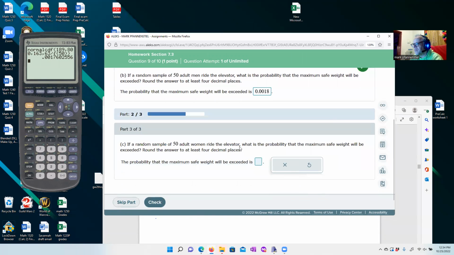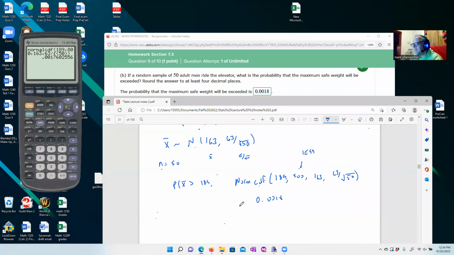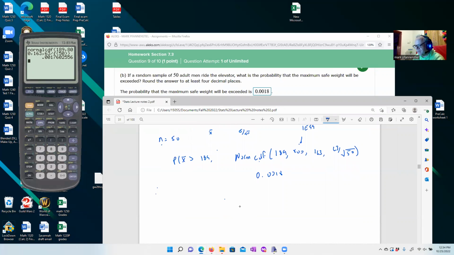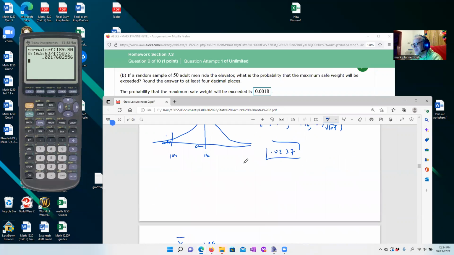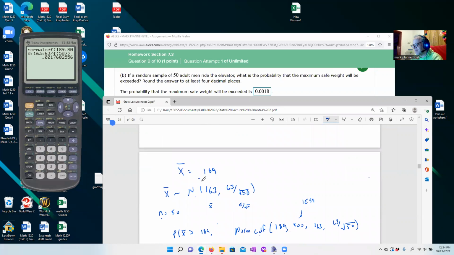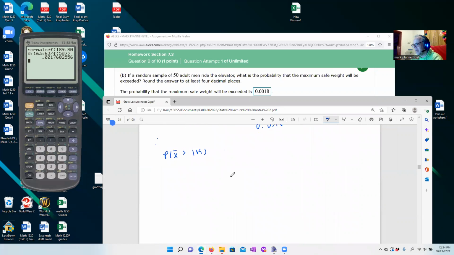Part B is we're going to put this elevator in a sorority and figure that out. So 2 problems for the price of 1. We're going to take a sample of 50 adult women to ride the elevator. We're going to do the same thing: figure out the probability that X bar is greater than 189. That was the first number we calculated for this problem. X bar has to be above 189.